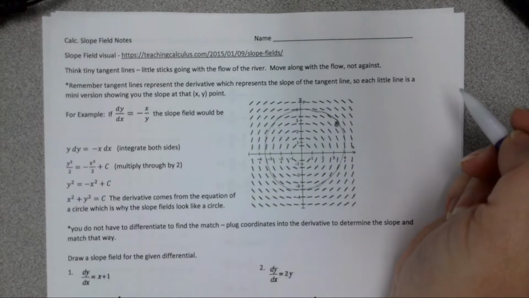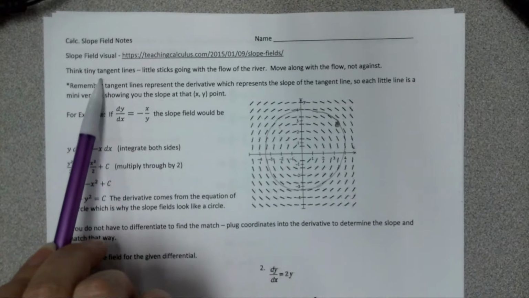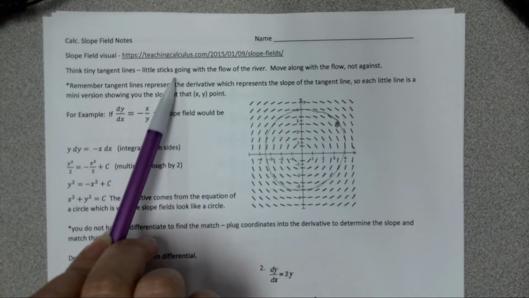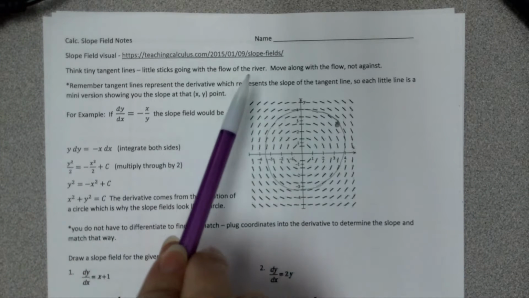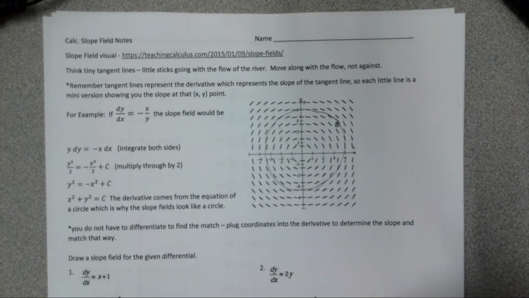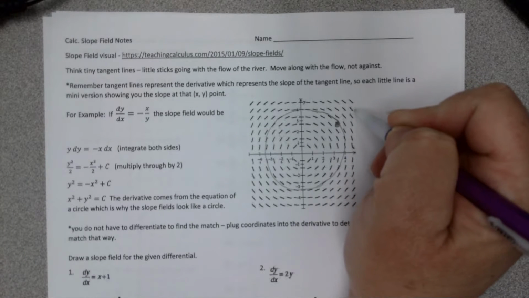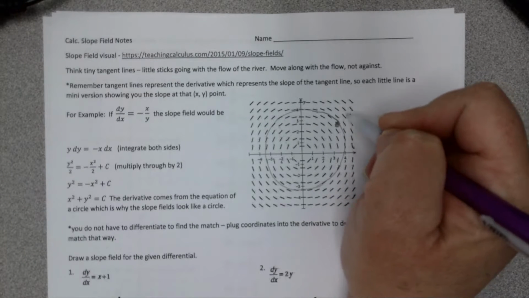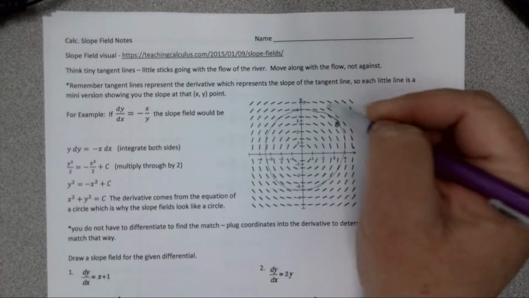So see, this is like a circle. So think tiny, it's just tiny tangent lines. Think about little sticks going with the flow of the river. You want to move with the flow, not against the flow. So you don't want to cross one of these tangent lines. You want to go with the tangent line and go around in the circle.